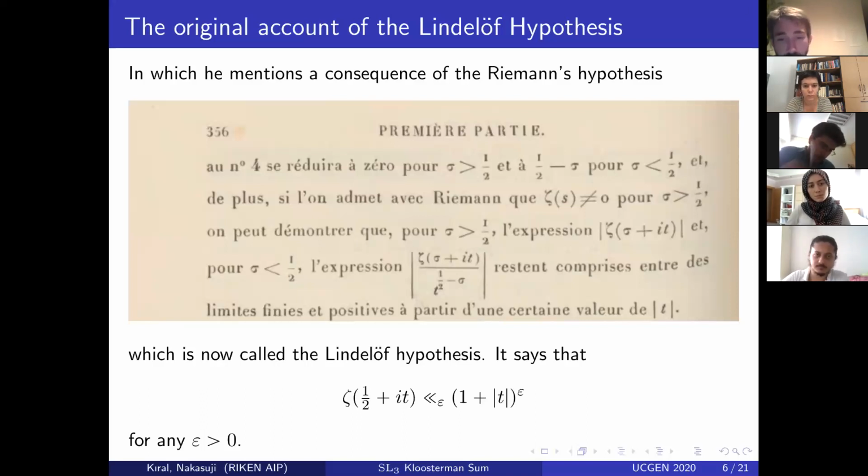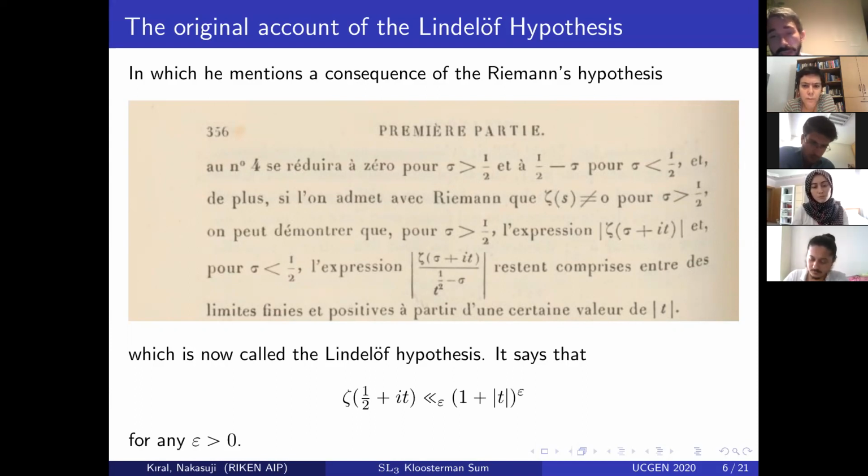This is a very common symbol in analytic number theory. It means it's less than or equal to the left-hand side, absolute. So first of all, it means that the absolute value of the Riemann zeta function at 1/2 plus it is less than or equal to a constant times 1 plus t to the power epsilon. And the constant may depend on epsilon, will depend on epsilon. So it's c sub epsilon.